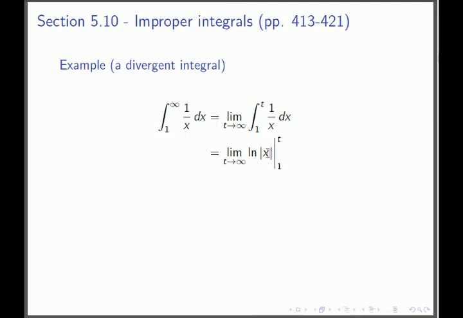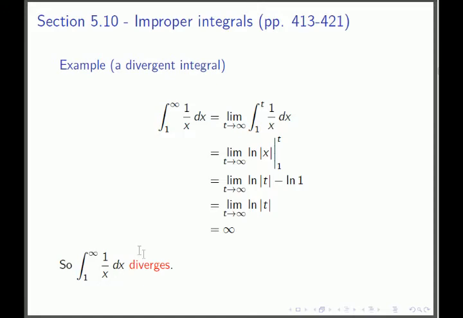First find an antiderivative and evaluate using the fundamental theorem. Plug in that right endpoint, plug in the left endpoint. Okay, natural log of 1 is 0, so I'm going to omit that term, and now we're just going to compute this limit. Okay, but as t goes to infinity, natural log of t also goes to infinity, and therefore this integral is divergent.